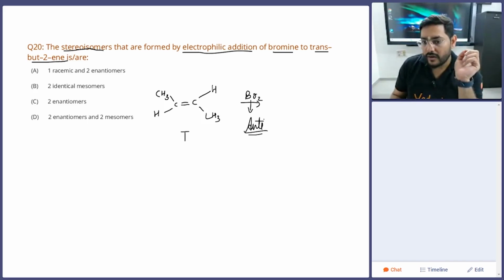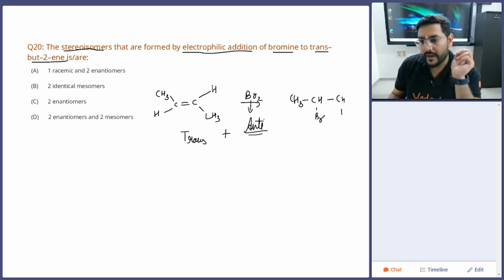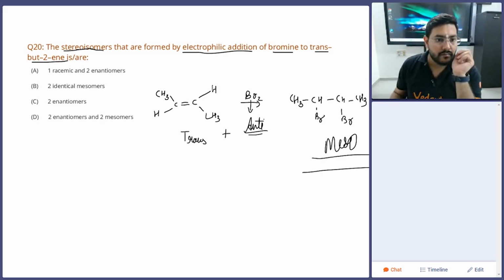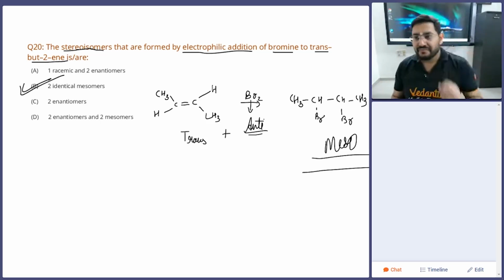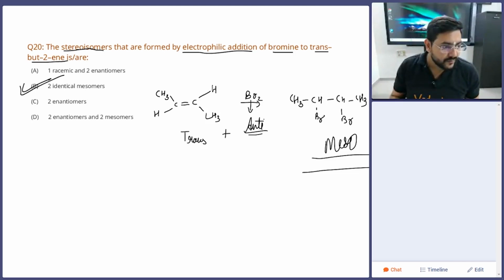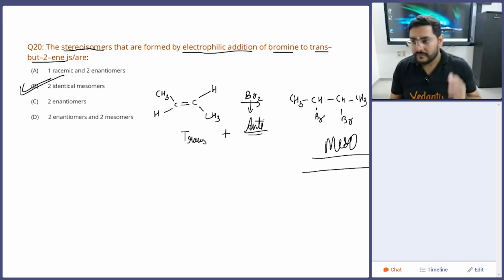Yes or no? On trans, anti addition is going to take place. We are going to get a meso compound. So basically here CH3, CHBr, CHBr and CH3. What are we going to get? We are going to get a meso compound only, two identical meso forms. Are the options clear to you guys, everyone?